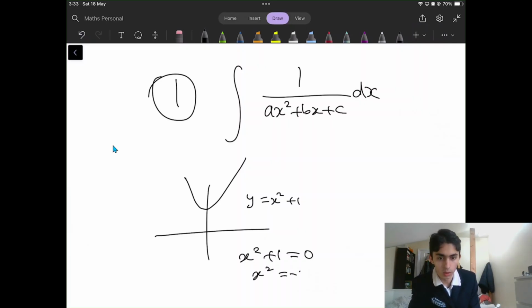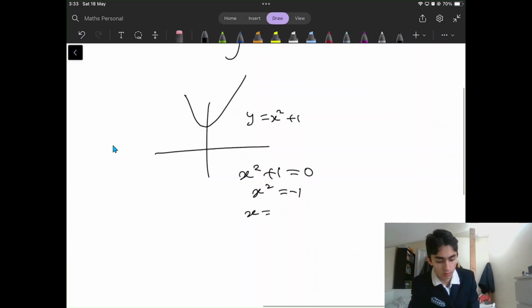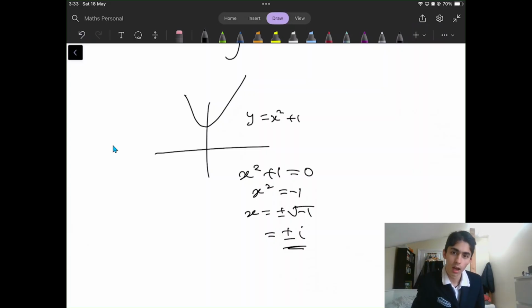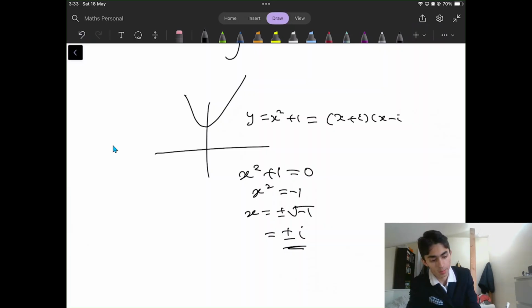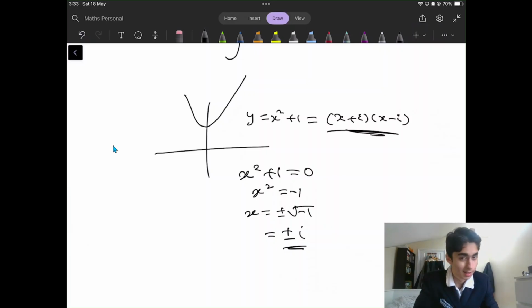X squared equals minus 1, so x equals plus or minus square root of minus 1, right? Which is actually plus or minus i, right? i is just square root of minus 1, that's the definition. However, you can factorize because the quadratic still has two roots. They're not real roots, but they're still roots. x plus i times x minus i. That's how you can factorize like any quadratic, right? Like even ones without real roots, right?